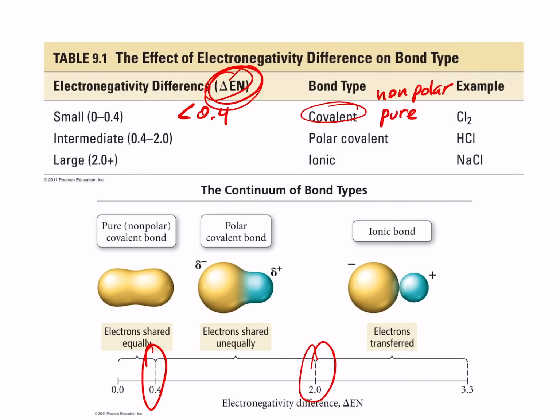All of these are kind of equivalent. Now, if the difference is larger than 0.4 but smaller than 2.0, then you have a polar bond. And if it's larger than 2.0, then it's an ionic bond. Okay, larger than 2.0, it's ionic. So that's how you can explain, based on electronegativity, what are the different types of bonds that you can form.